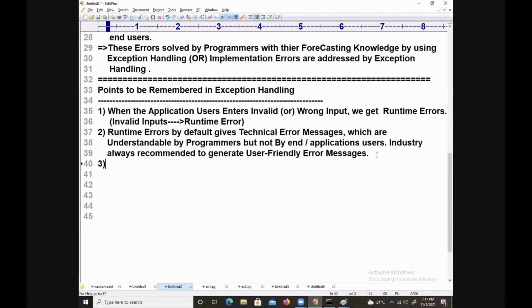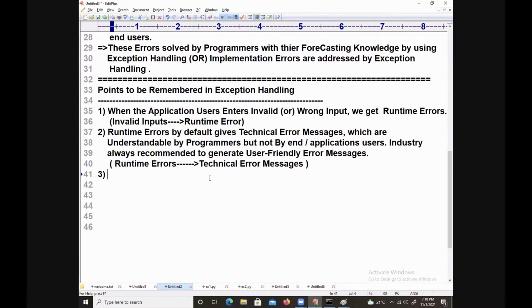Next, the third point I am going to give you. No difficulty. Runtime errors always give what? Technical error messages. Yes, perfect. Runtime errors always give which messages? Technical error messages. Okay, very good.